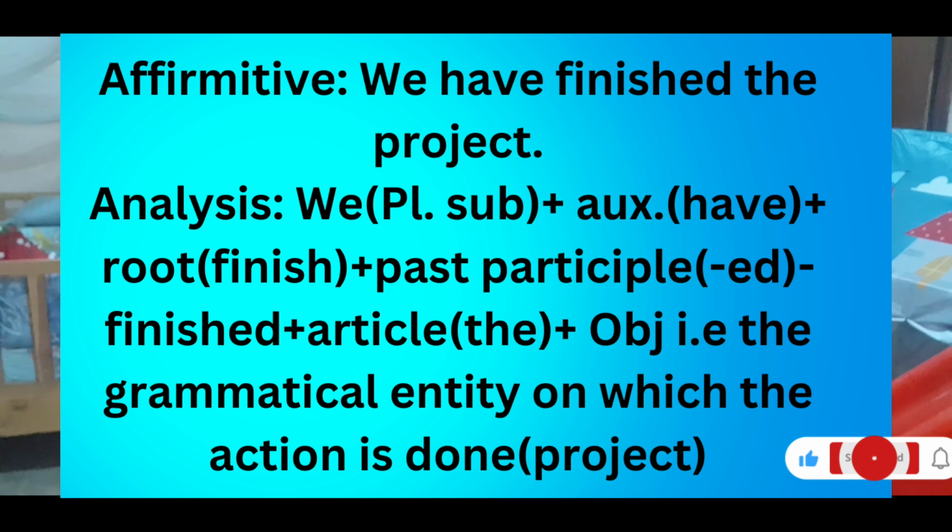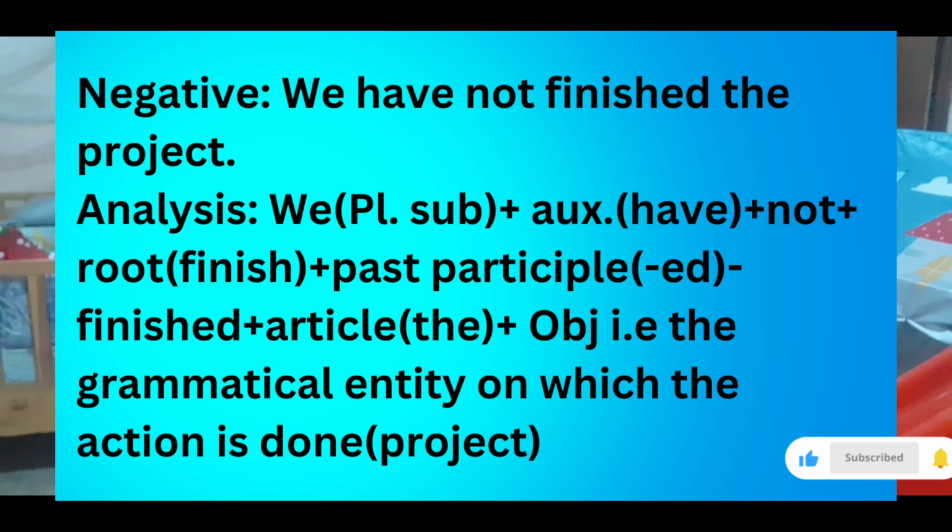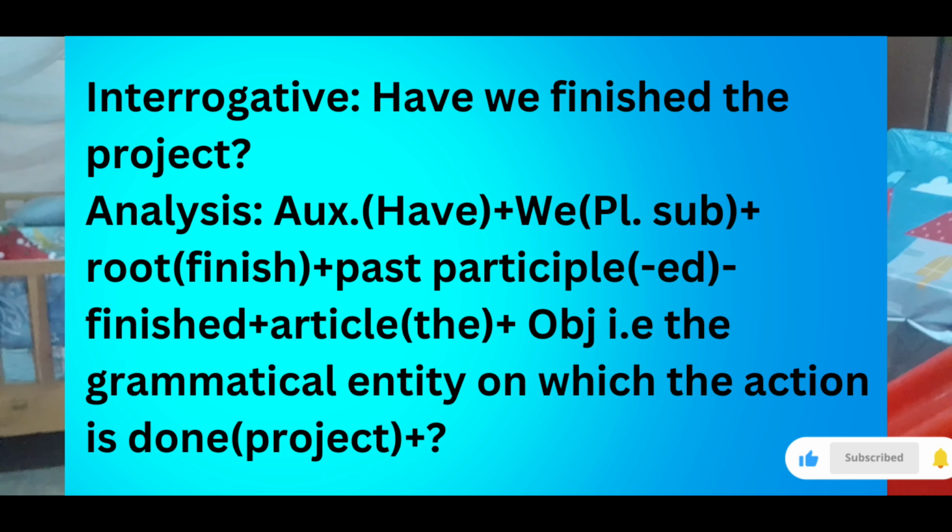With we use have, and with have we use the third form of the verb, that is root plus ed. We have finished the project. In case of negative, we have not finished the project. And in case of interrogative, I told you the helping verb will be shifted to the beginning of the sentence. Have we finished the project?